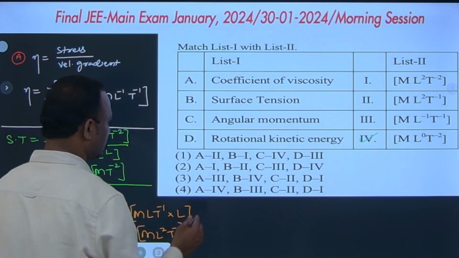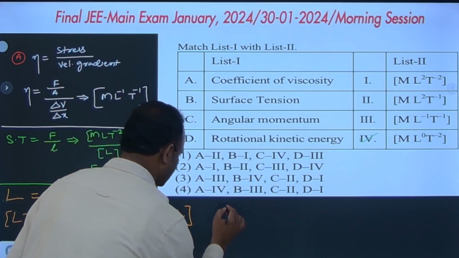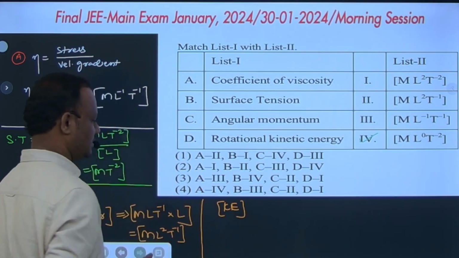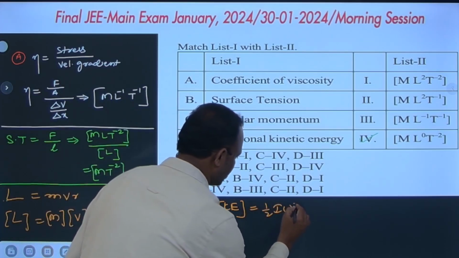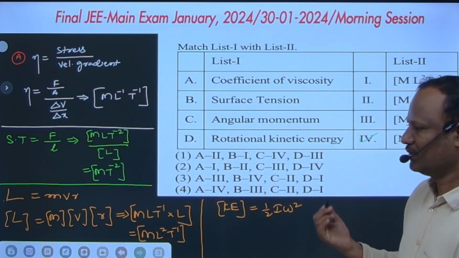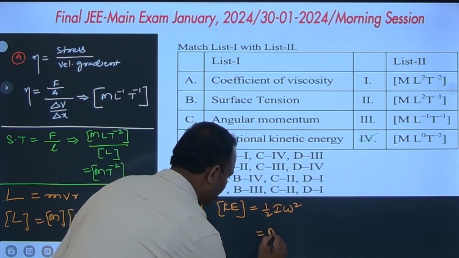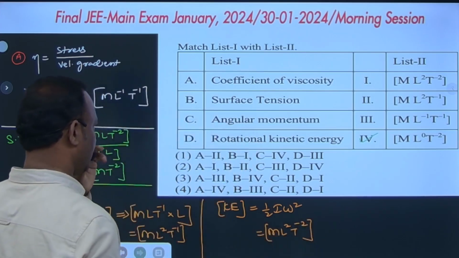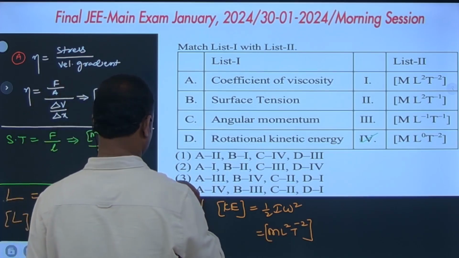Next one is about rotational kinetic energy. It's a kinetic energy. Rotational kinetic energy is half I omega square. Just to remember, rotational kinetic energy, potential energy, total energy. So the total energy is what? Dimensional formula M L square T minus 2. So its dimensional formula is M L square T minus 2. So your option is this.